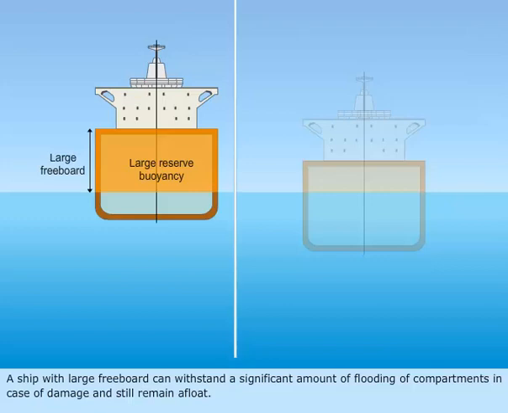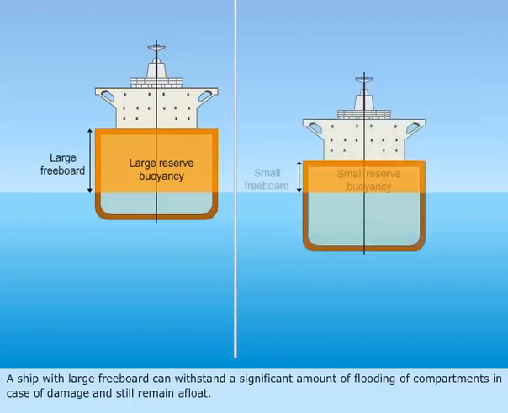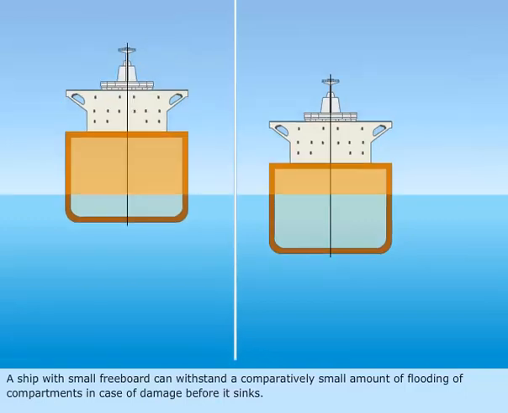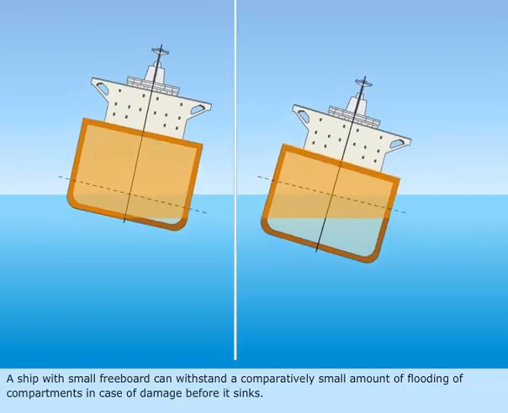A ship with large freeboard can withstand a significant amount of flooding of compartments in case of damage and still remain afloat. A ship with small freeboard can withstand a comparatively small amount of flooding of compartments in case of damage before it sinks.